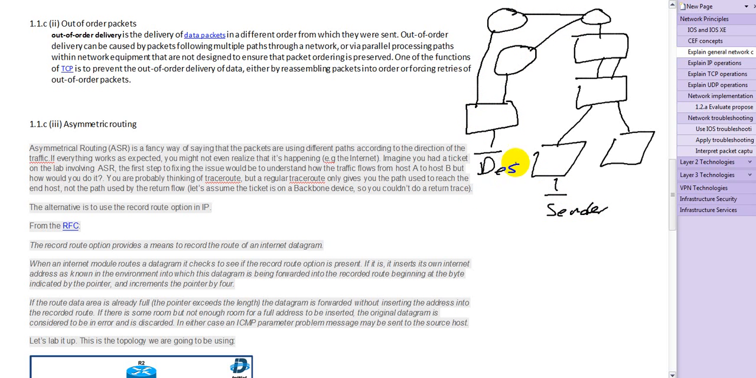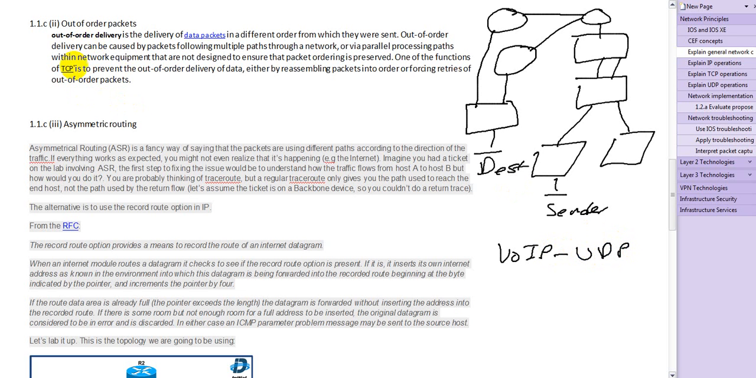And we have a destination here. So what ends up happening is when you have out of order packets, and this is especially harmful, I guess would be the best way to put it, when it comes to voice over IP. The reason for that is the way the packets are delivered. Now, with voice over IP, this is a UDP transmission.